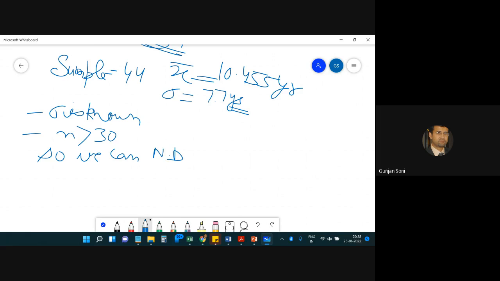If I want to find the range of the years of trading in China of New Zealand companies, and I want to be 90% confident, can you tell me what the significance level will be? Can anyone tell me the significance level for 90% confidence? Yes, anyone?